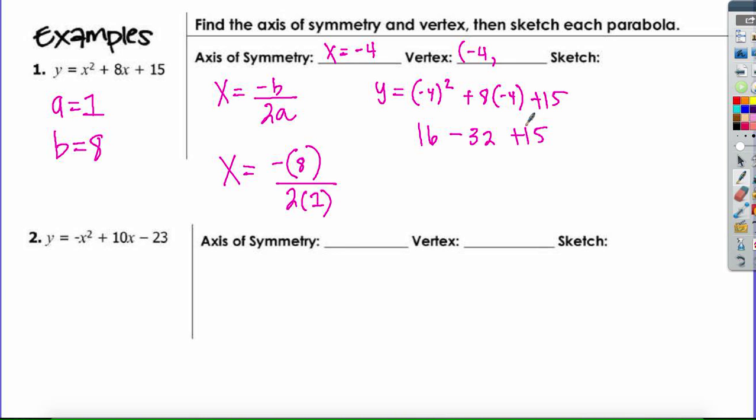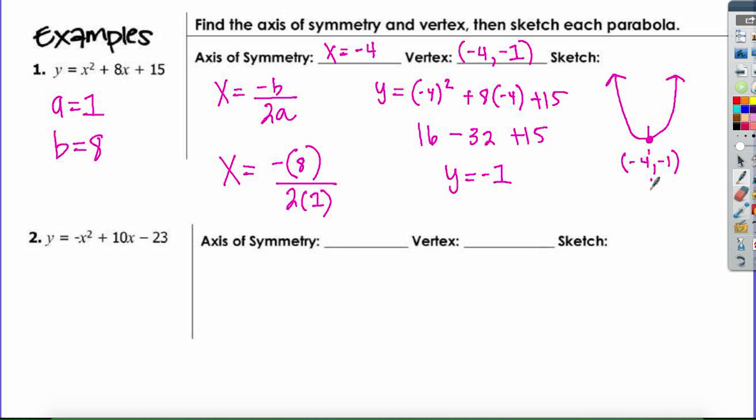So when we work that out, we should come out with a negative 1. So y equals negative 1, which is our y-coordinate and the point of the vertex. So now we're just going to draw a little sketch. We know that since a is positive, our parabola is going to be facing up. Have our arrows on the end. Our point of a vertex is negative 4, negative 1.